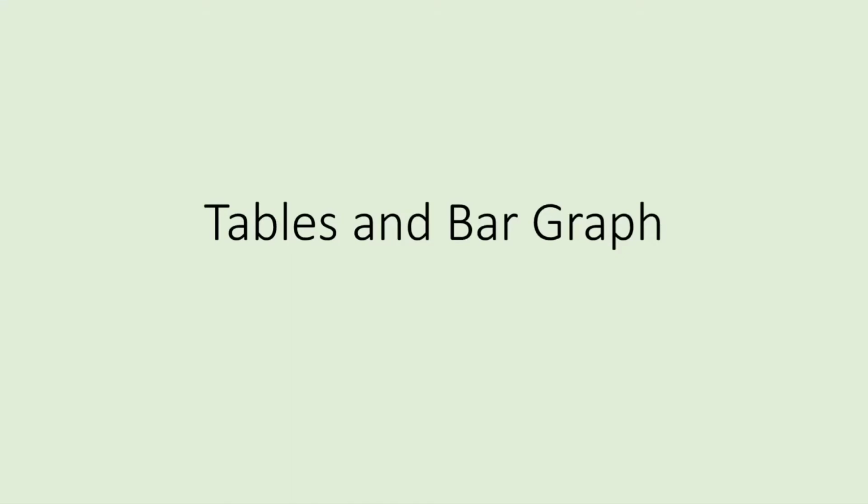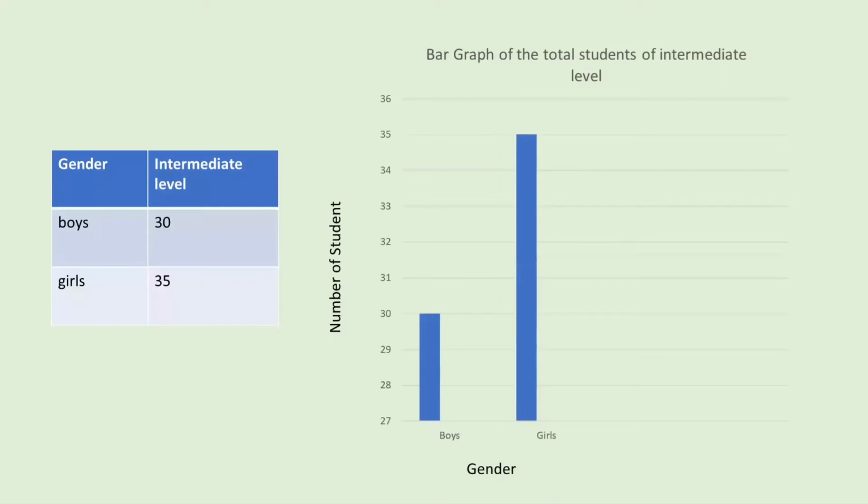Tables and bar graph. We are going to learn the tables and the bar graph. So now, let me show you the illustration of the bar graph and the table. So first, let's define the table. A table is a data structure that organizes information into rows and columns.